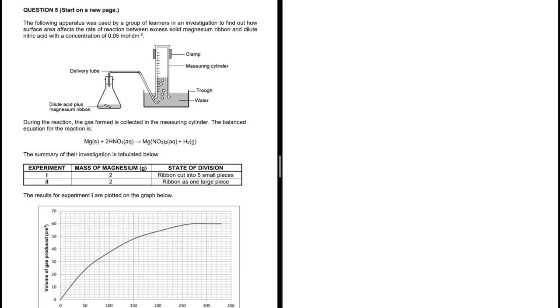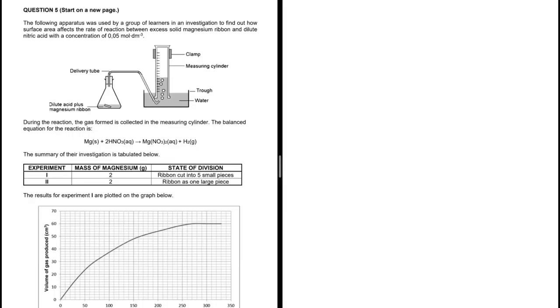Why do we need to keep the temperature constant? Temperature affects the rate of reaction. So if we don't control the temperature, then your results will not be conclusive. You're not going to know whether your results are influenced by the state of division or by the temperature. So we need to keep all the other variables constant. We need to control them, hence control variable, and then have a fair test. Okay, that is 5.1. What about 5.2?